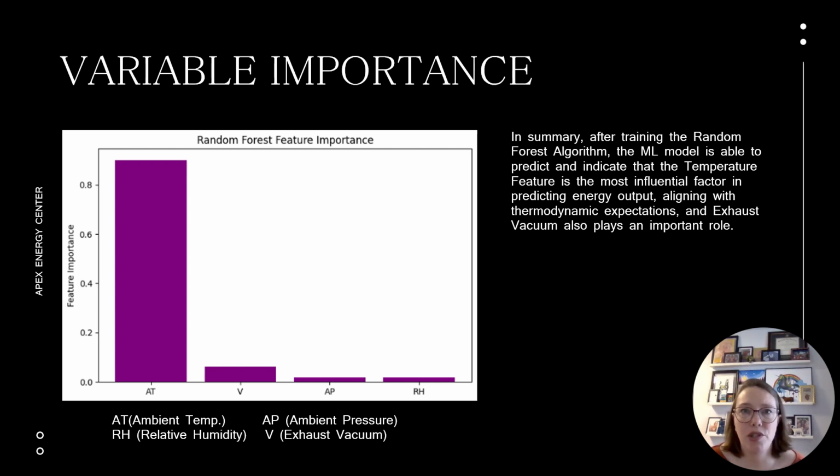The 4 variables chosen for this model were crucial because they were all numerical and directly related to energy production. Using the random forest algorithm enabled us to see that the temperature feature was the most influential factor in predicting energy output, aligning with thermodynamic expectations. It's clear that exhaust vacuum also plays an important role.